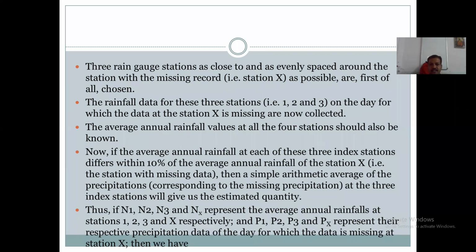The rain gauge stations are first evenly spaced around the station with the missing record. Suppose a number of rain gauge stations are installed, numbered 1, 2, 3 in this way, and named R1, R2, R3. Suppose this is in a particular area, in a particular city, town or village, where the intensity of rainfall is to be calculated.